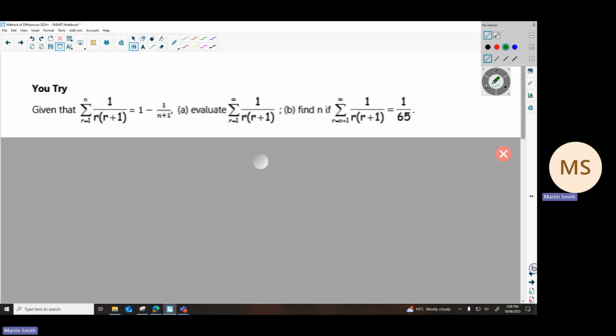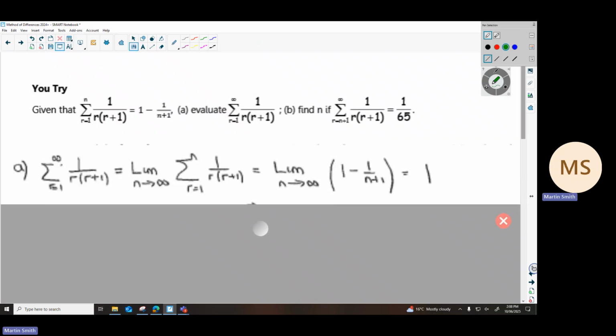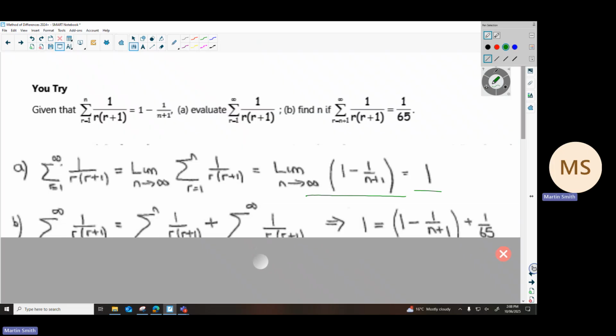Okay, folks, so the first thing here, given that the sum from r equals 1 to n of 1 over r(r+1) is 1 minus 1 over n plus 1. That's what we proved earlier. Evaluate the sum to infinity and find n if the sum from r equals n plus 1 to infinity is 1/65. So here's the first bit. What I need to do is the limit as n tends to infinity of this expression. So as n approaches infinity, n plus 1 approaches infinity, 1 over n plus 1 approaches 0. Therefore, the sum to infinity is equal to 1.